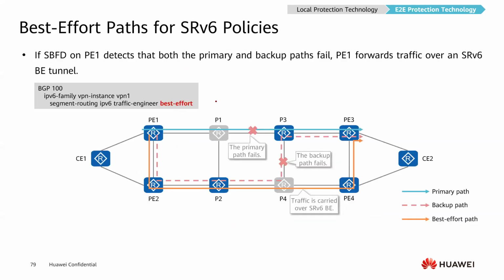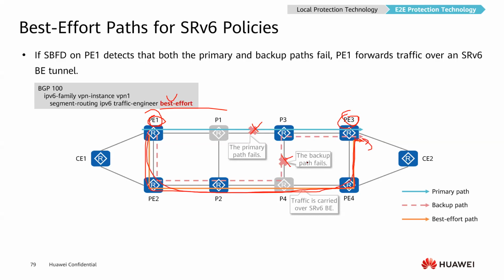Then another is best effort. You can consider it an escape path. In case your primary path and your backup path have all failed, all your candidate paths cannot work, then you can use this best effort path. As long as P1 can reach P3, no matter which path or which link the traffic passes, I don't care. As long as P1 can reach P3, it will be okay. Then P1 will reach the destination.